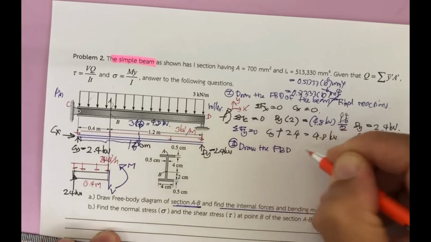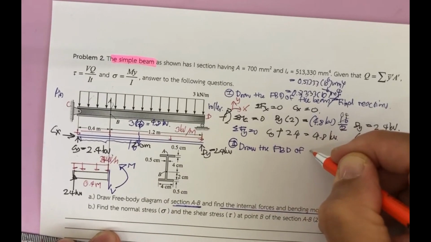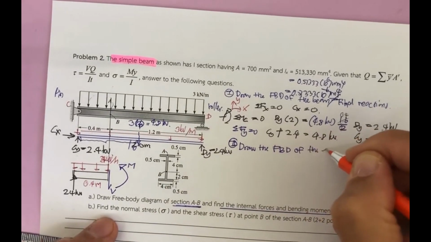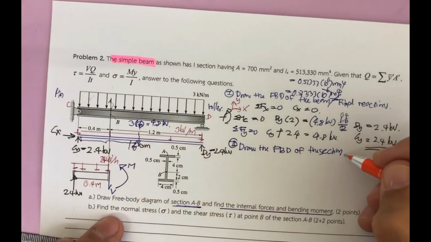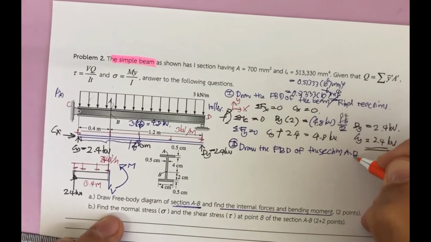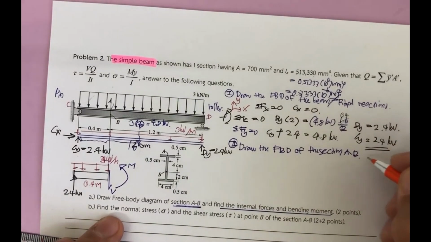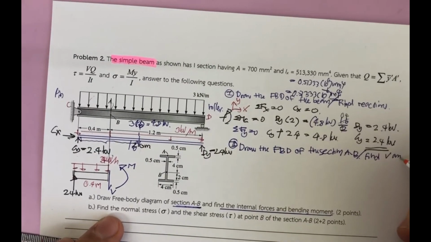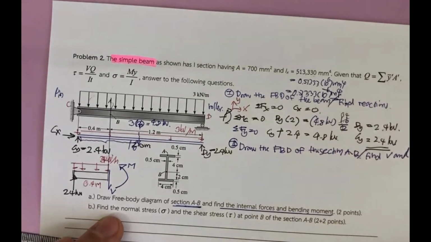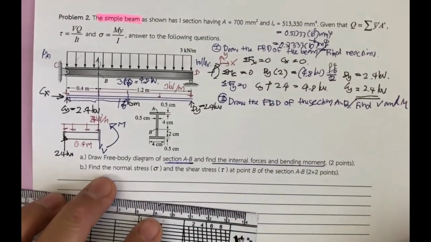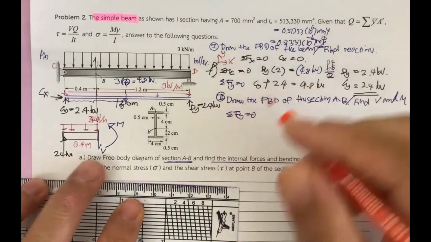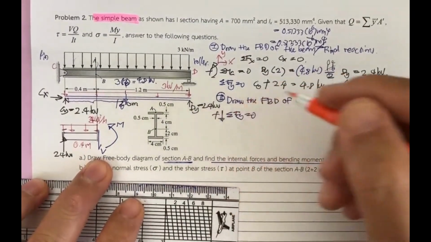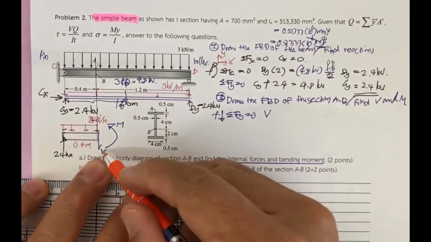And second, the free body diagram of the section, here is A to B. Okay, and then find V and M. Next, we can find the shear and find the moment. Then we have summation of F sub y equal to 0. Downward is positive, so V is downward.